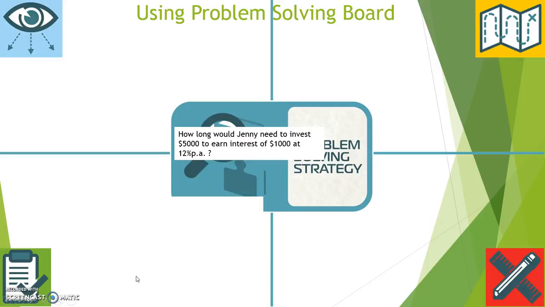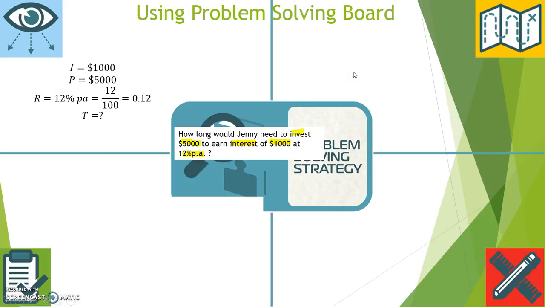So on our think board, there's our problem in the middle. Same as before, we're going to identify that information. So invest $5,000, interest $1,000, 12% per annum. So they're the variables we know. We're just going to highlight those or label them here. I equals 1,000, P equals 5,000, R is 0.12 as a decimal, and T is the unknown.